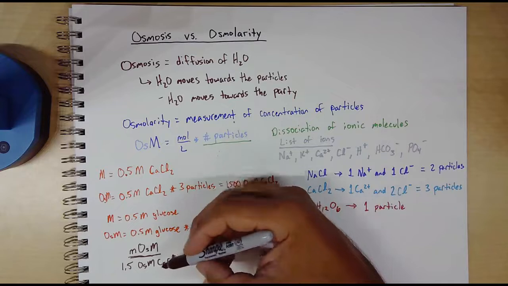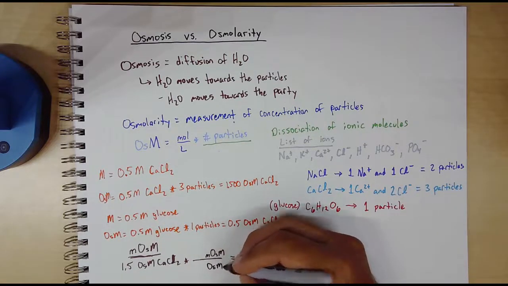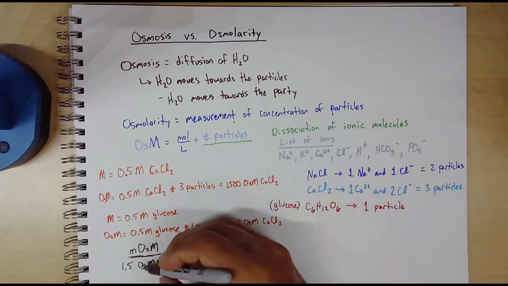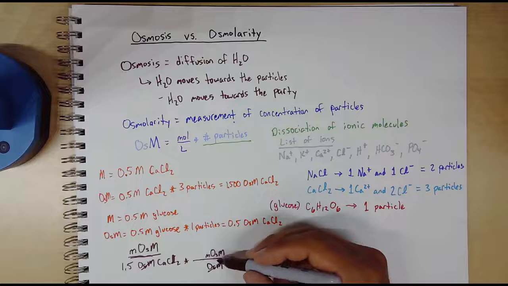And what do we want to get rid of? Osmolarity. So we put that down here on the bottom. Now these units are going to cross cancel. And what we need to do next is put in our numbers.